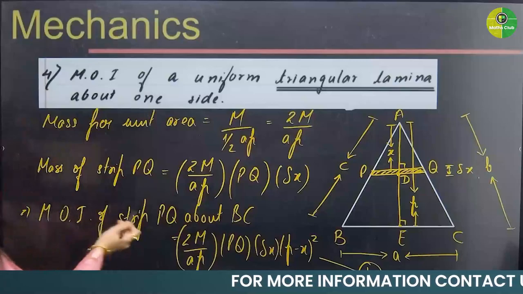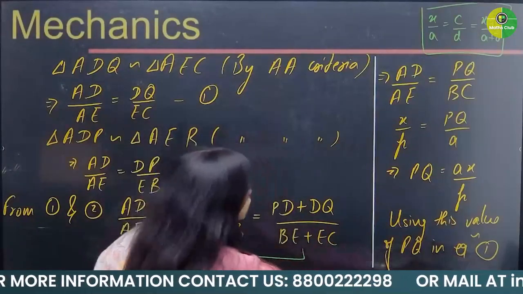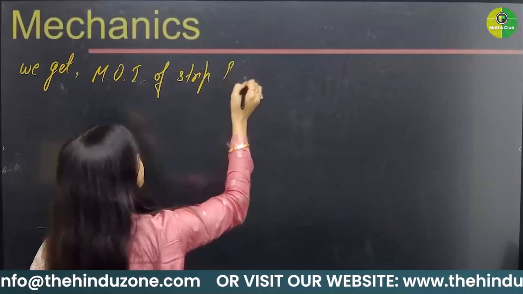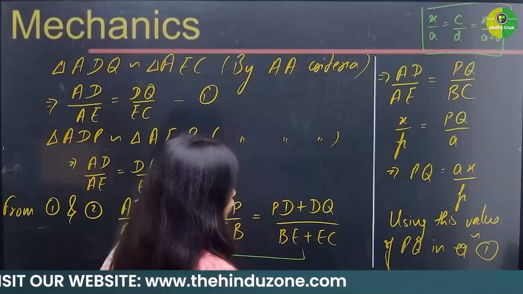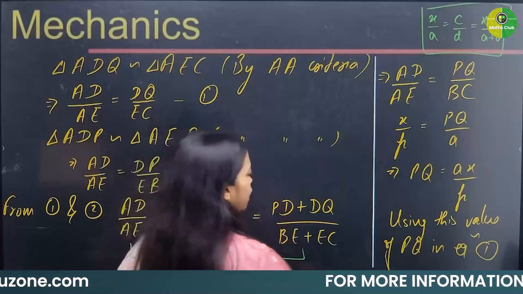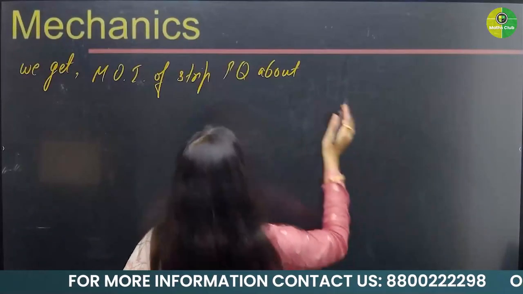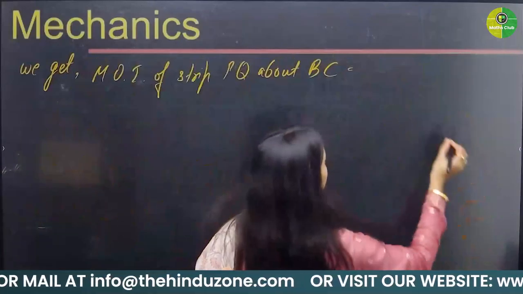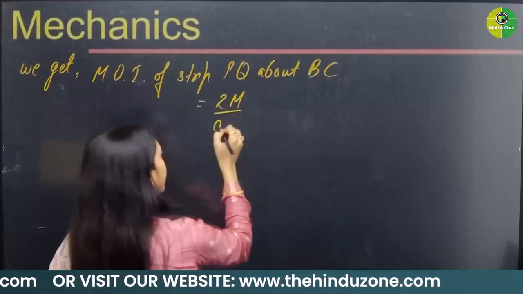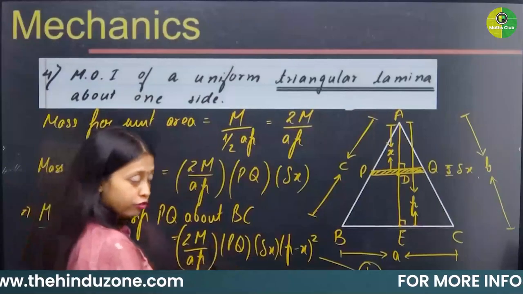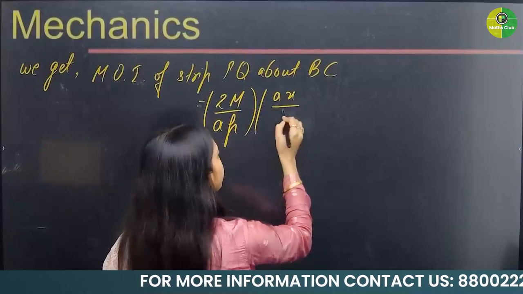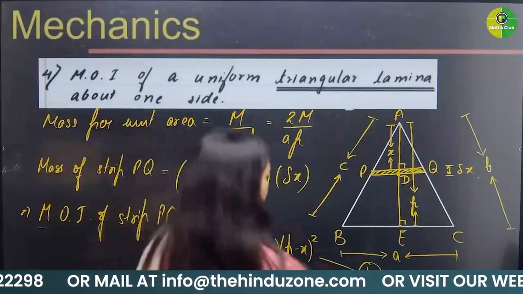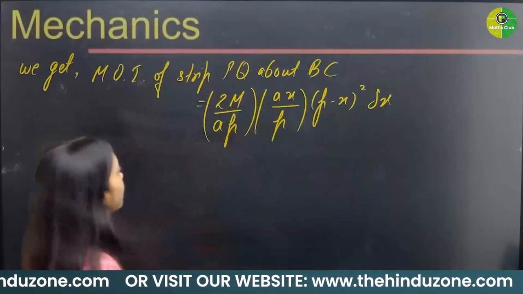So here we'll have the moment of inertia of the strip PQ. Therefore, we get the moment of inertia of the strip PQ about BC is equal to, now look at this, this is 2m by AP. Then we had PQ, the value of PQ we have calculated here, AX by P, then we have del X, P minus X whole square. Look at this, P minus X square and then del X. So this is the moment of inertia of the strip.